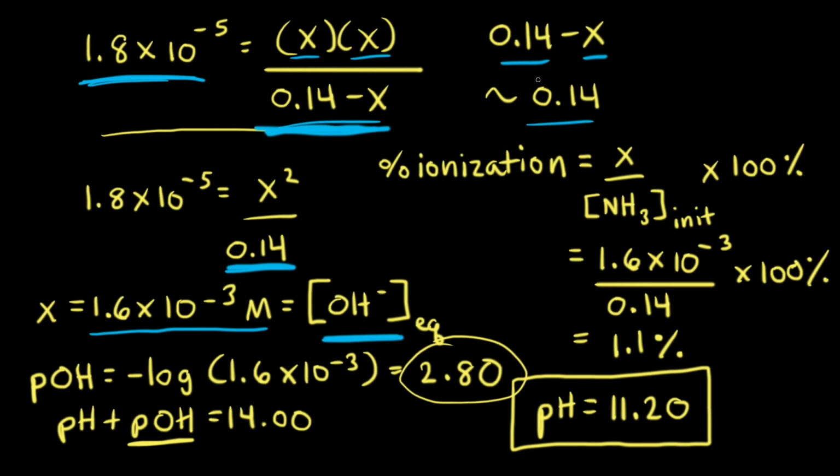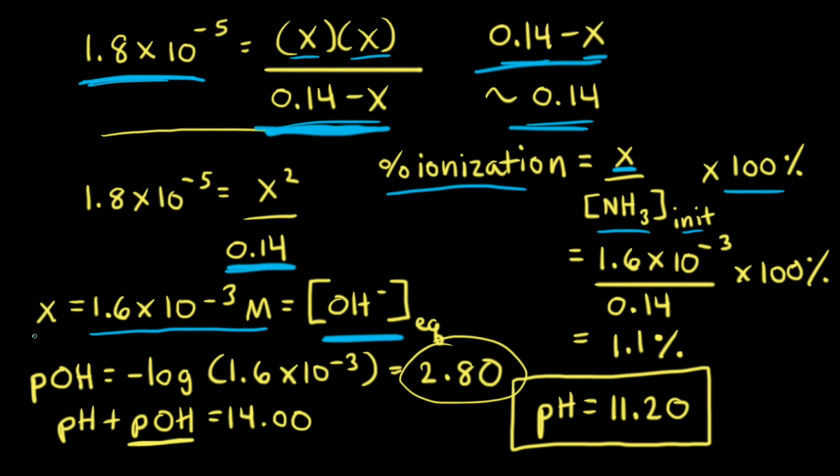Finally, to make sure that we can use our approximation, let's find the percent ionization for our weak base. To calculate the percent ionization of ammonia, we take X, which you could think about as the concentration of ammonia that ionized, or you could think about it as the equilibrium concentration of hydroxide ions, and we divide X by the initial concentration of ammonia and multiply by 100 to get a percent ionization.